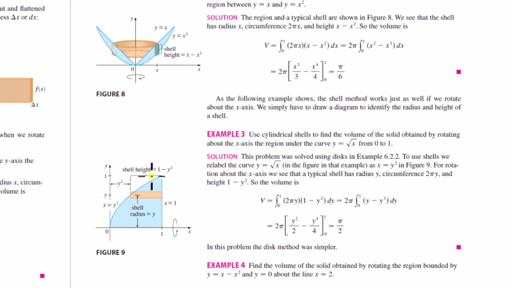Yeah, so we're going to rotate about the x-axis here. And so now we have the shells turned sideways. We're going to be using y as the independent variable because the thickness of the shell is delta y. And so we'll have to solve for x as a function of y, because the height of the shell is going to be x, which is equal to 1 minus y squared, times delta y. And so they do this and they get pi over 2.